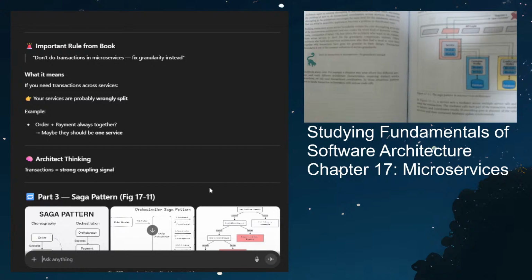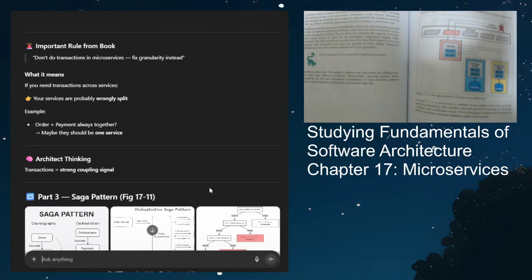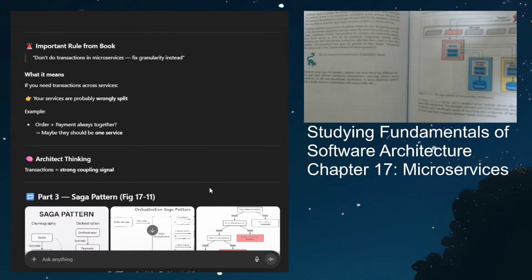Exceptions always exist. For example, a situation may arise where two different services with vastly different architecture characteristics require distinct service boundaries, yet still need transaction coordination. In those situations, patterns exist to handle transaction orchestration with serious trade-offs. A popular distributed transaction pattern in microservices is the Saga pattern, illustrated in figure 17.